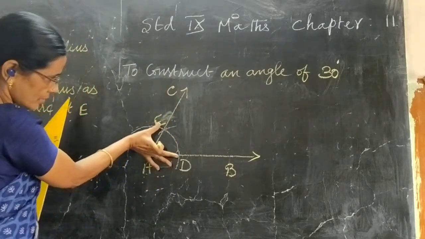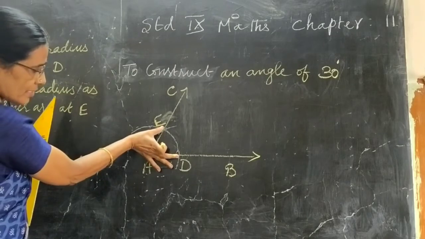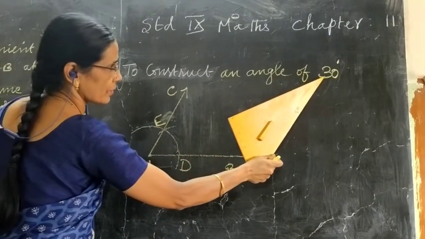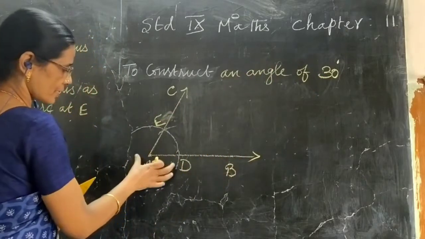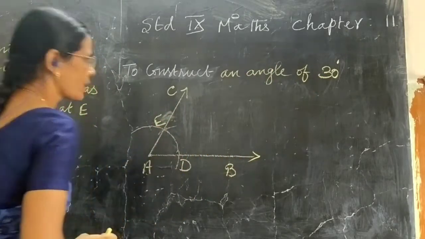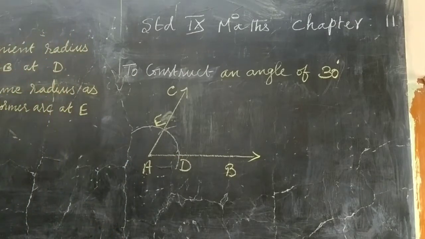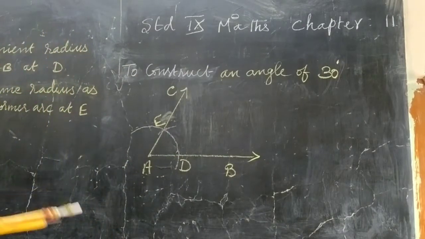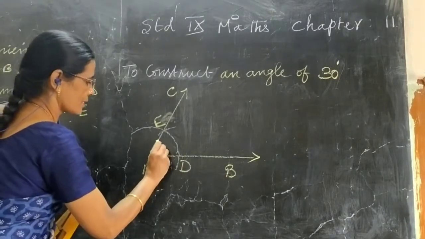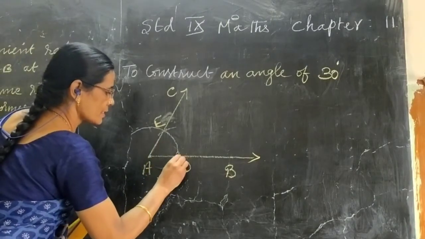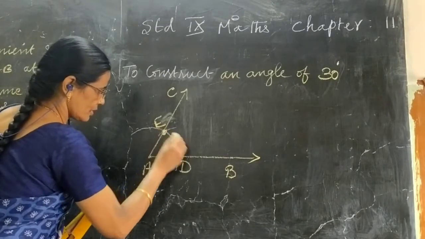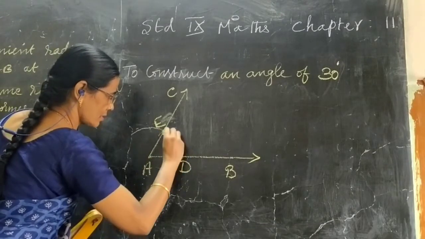If we measure this angle, how many degrees will it be? 60 degree. But we want 30 degree. 30 is half of 60. So if this 60 degree angle is bisected, we will get the required measure, 30 degree. We have learned the bisector of an angle. We are bisecting this angle. So it is from here to here. So it is D to E.